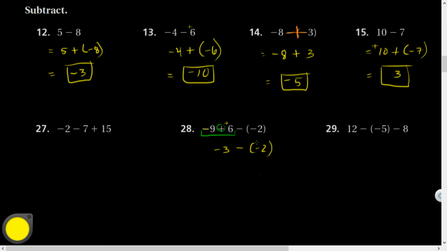That was a weird 2, but that's fine. I can rewrite that minus a negative 2 as being plus a positive 2. And their signs are different, so I subtract them. 3 minus 2 is 1. But what sign does it have? Negative. Yeah, you guys are going to be experts at this.